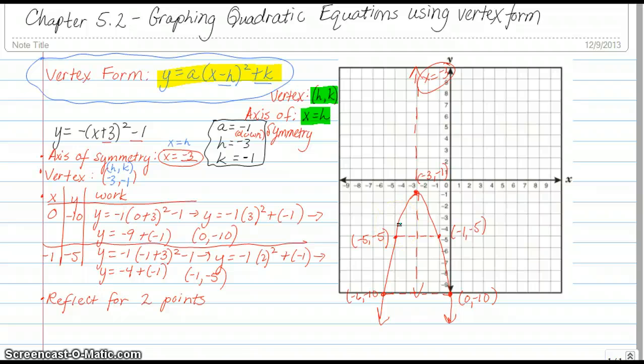Okay, the next problem we're going to go to, I'm going to ask you to try on your own, and then you'll turn the recording back on and you'll check it.